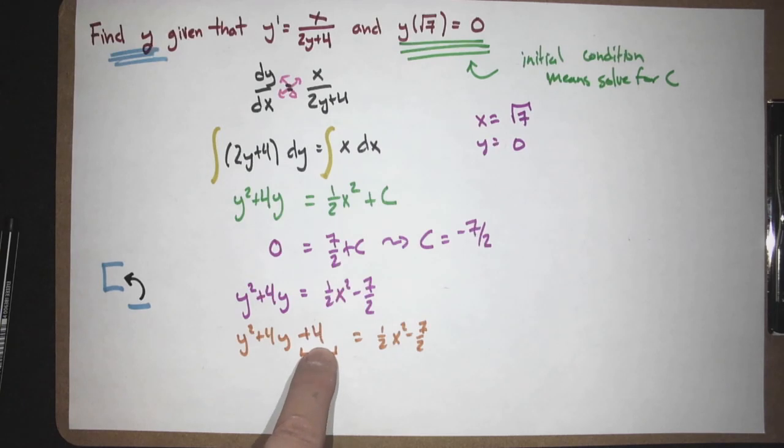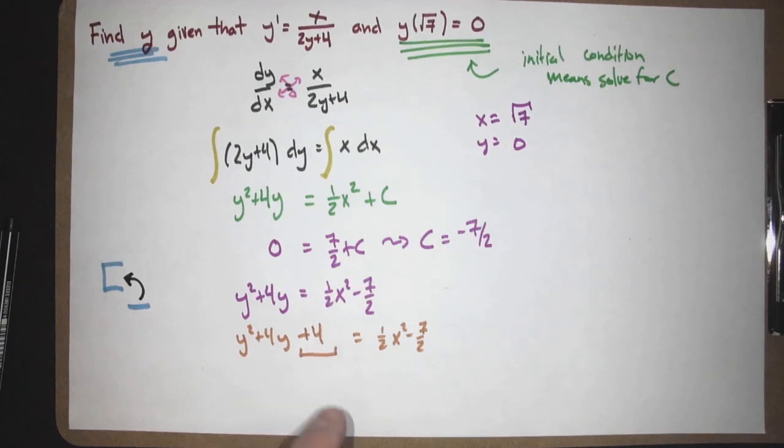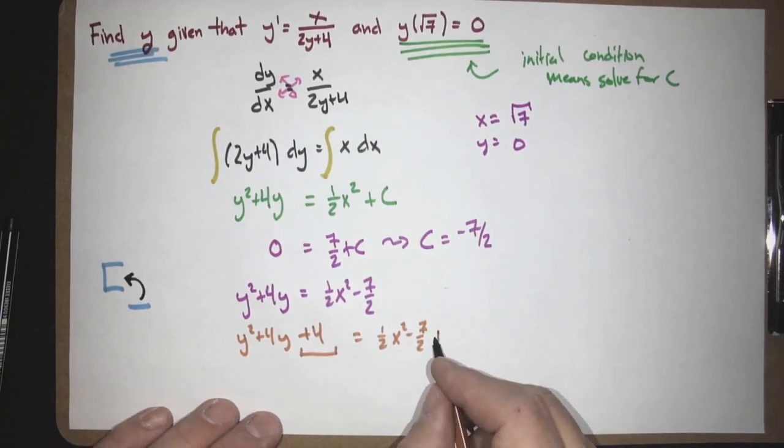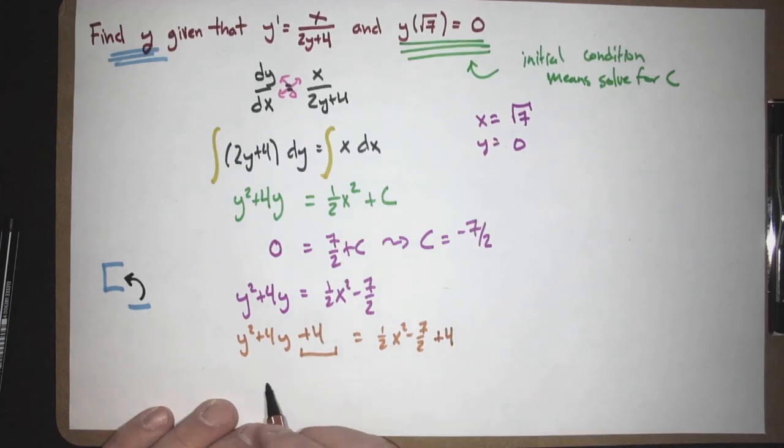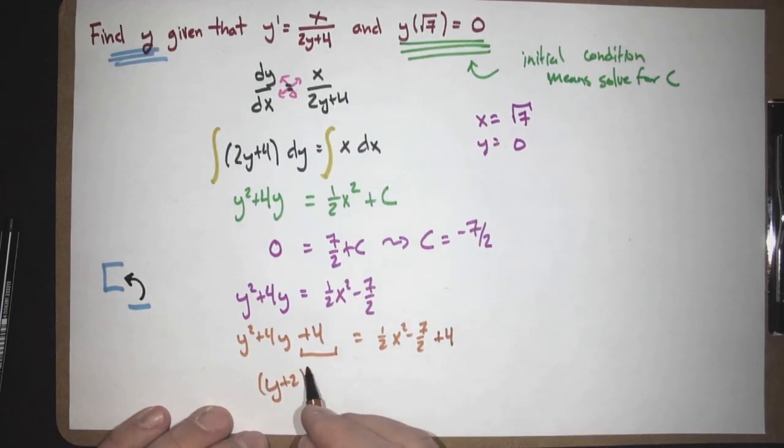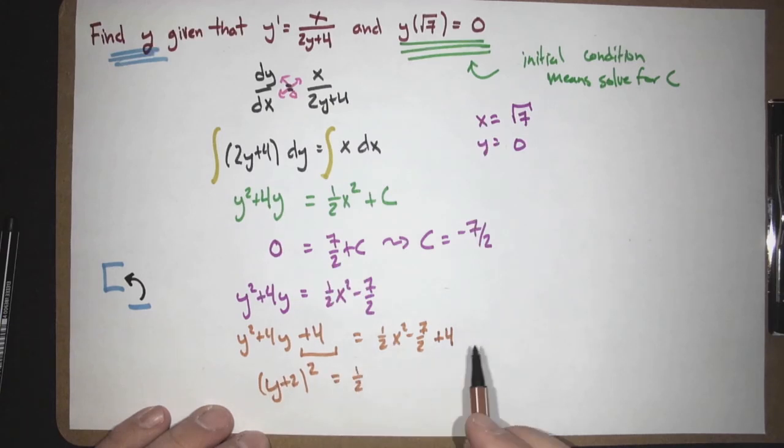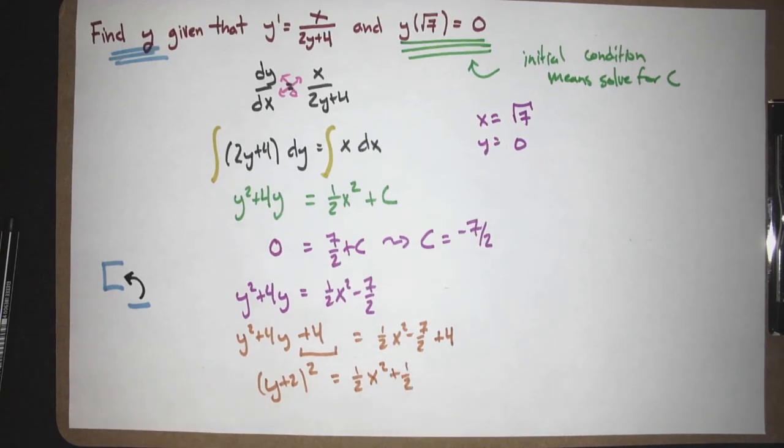Now, can I just add 4 like that? No, I can't just add 4 unless I do something which is equivalent somewhere else. So let's add 4 on the other side. So we get y plus 2, quantity squared, because we completed the square. That's 1/2 x squared. Now, minus 7/2 plus 4, is there another name for that? 1/2. Okay, so now there's just 1 y.